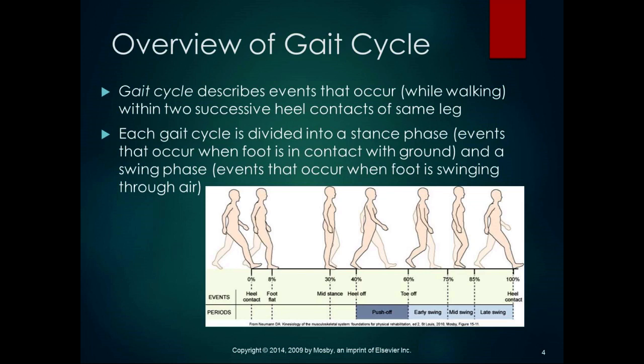So usually when we're talking about heel strike or heel contact or mid swing or whatever we're talking about, there's a reference limb. So in this example in the picture, the right limb is the reference limb and the left is doing the opposite. So about 60% of the gait cycle occurs in the stance phase and about 40% in the swing phase.